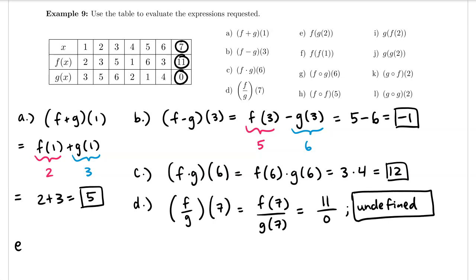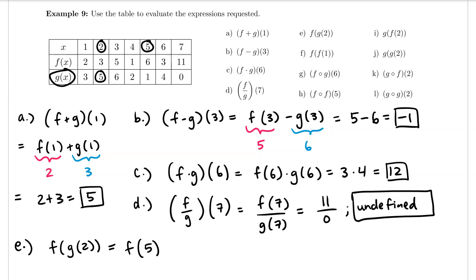Okay, part E is the first one where we have some composition. So we have f composed with g of 2. So first I need to evaluate g of 2. Here's x equals 2. When I plug it into my g function, the output is 5. So this is going to equal f of 5. And now I'm going to find x equals 5. And when I plug that into my f function, the output is 6. So the final answer for part E is 6.